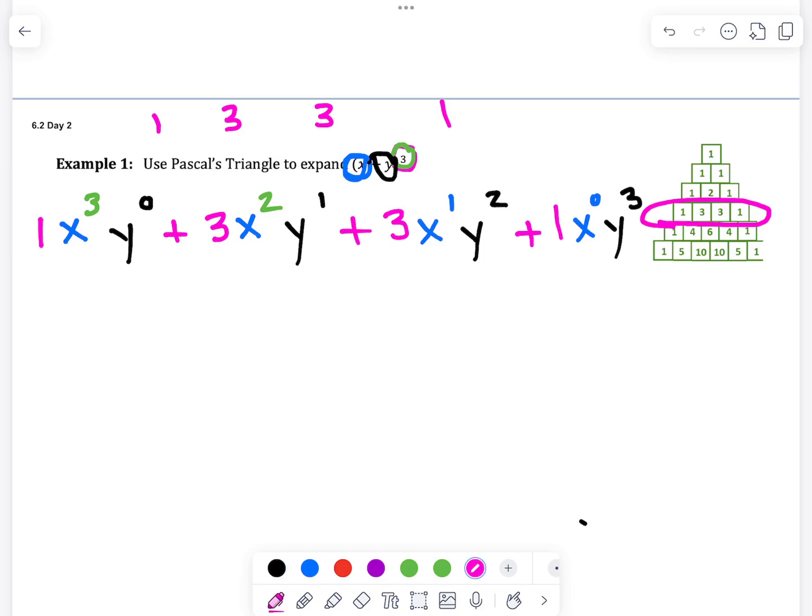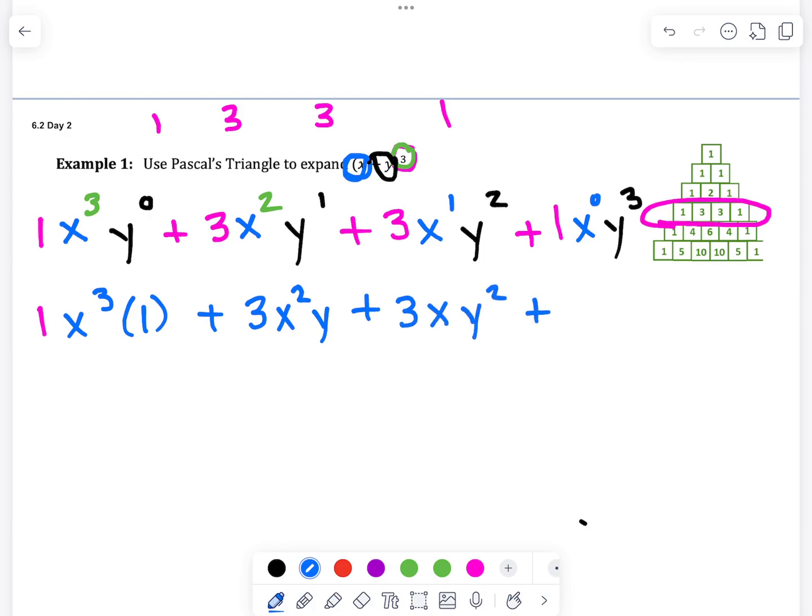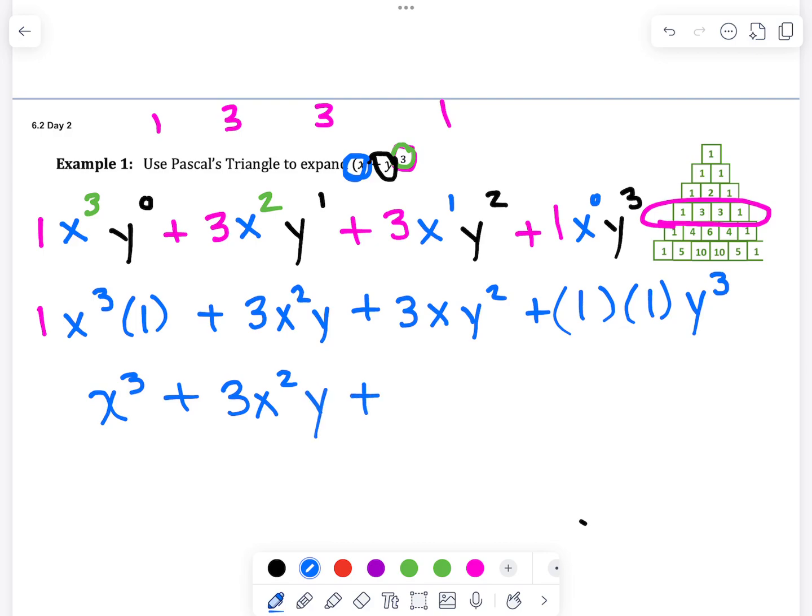Now we have to simplify. So we have 1 x cubed, and then this y to the 0 is also a 1, plus 3 x squared y plus 3 x y squared plus 1 times 1 y cubed. So then to finish it, we have x cubed plus 3x squared y plus 3x y squared plus y cubed.